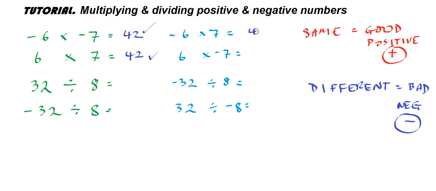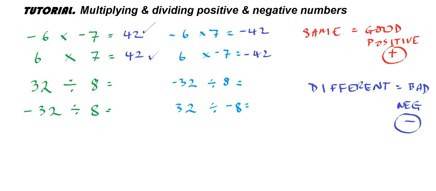Over here, though, we've got minus 6. So 6 times 7 is 42. We just figure out whether it's positive or negative. This one's negative multiplied by a positive. That's different. So the answer has to be negative. This one's a positive, this one's a negative. They're different. So the answer has to be negative.